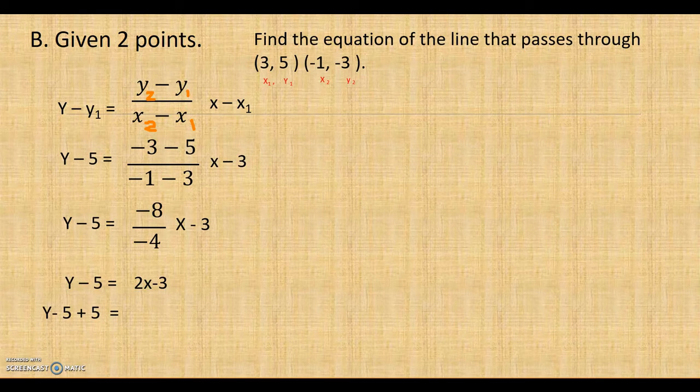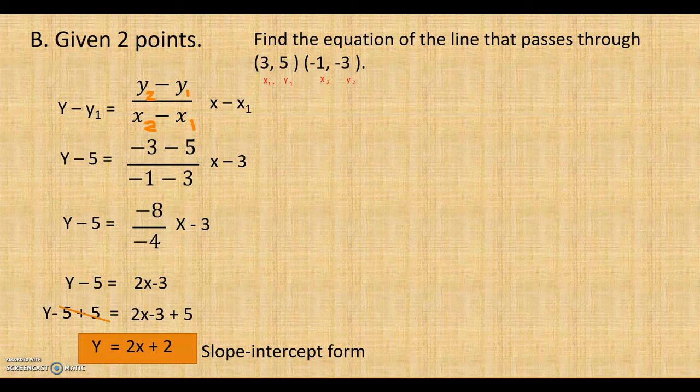So to get the slope-intercept form, let's transpose the constant number of negative 5 to the other side by adding both sides by 5. Because this is a negative, it will be positive here. So our slope-intercept form is y is equals to 2x plus 2. So this is our slope-intercept form.